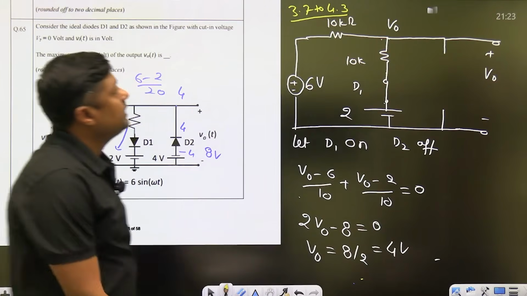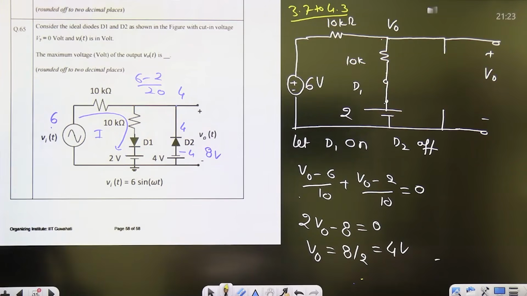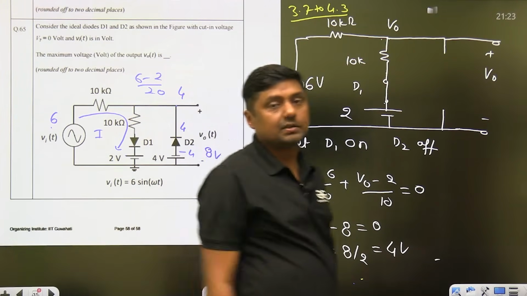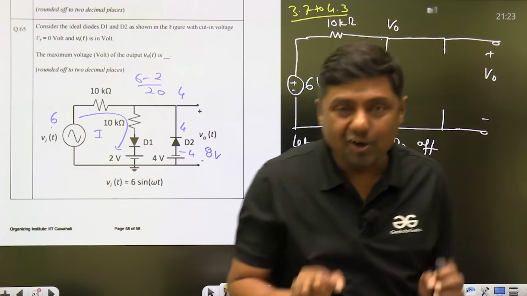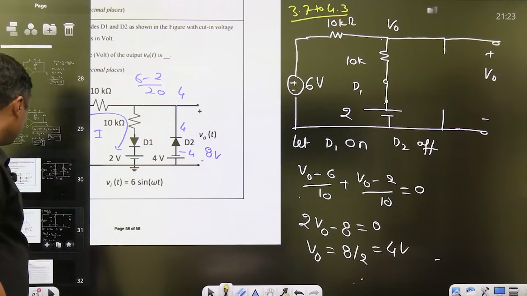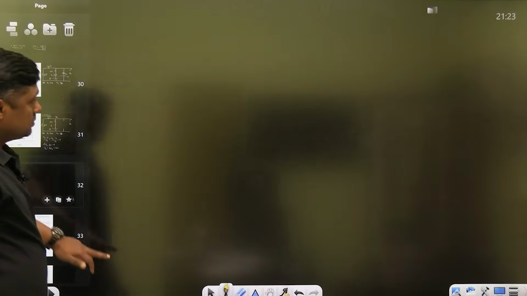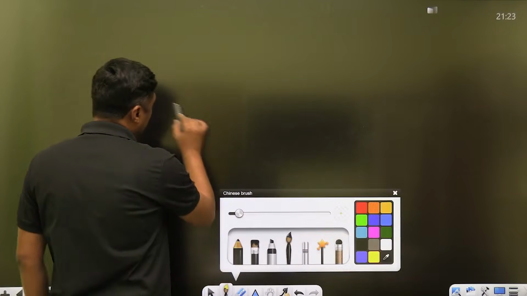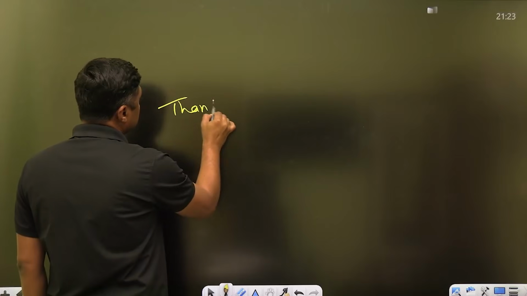Okay, so that is the story. Now 3.7 to 4.3. So this is about analog, right? This time the paper was very good, right? Very conceptual questions. Now, thank you for attending the session, guys. Thank you very much.